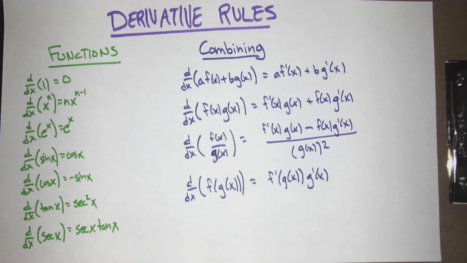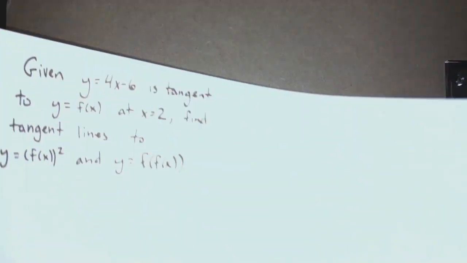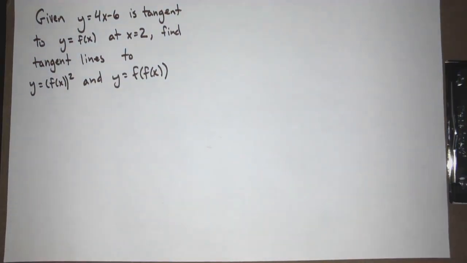All right. So let's try some problems, and my plan is we'll work through them together. We'll start with this one. We're given that y equals 4x minus 6 is tangent to the function y equals f of x at x equals 2. And we're asked to find tangent lines to y equals f of x squared and y equals f of x.